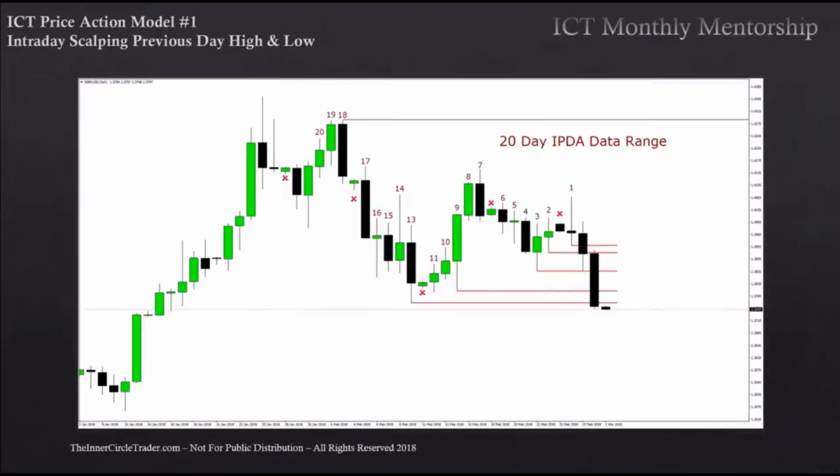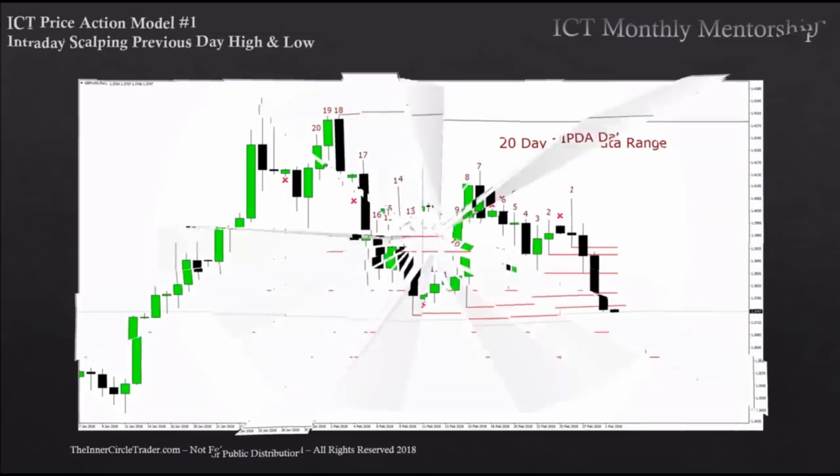So going back to the IPTA data range, you can see how price did in fact reach through all of these lows. Okay, and then we're going to take a closer look. We're going to drop down into a lower time frame at these same price levels, or these red lines.